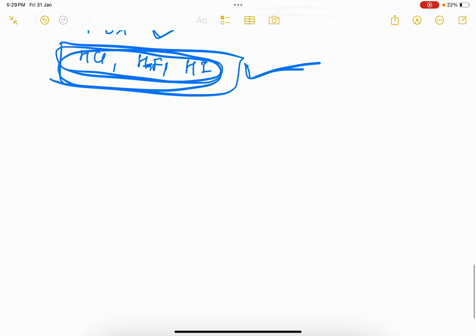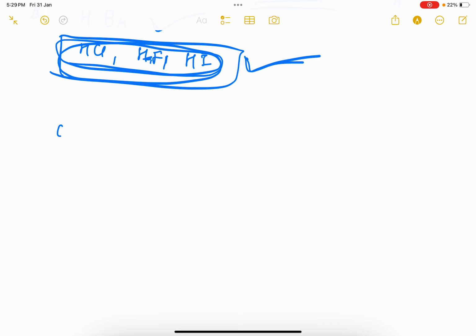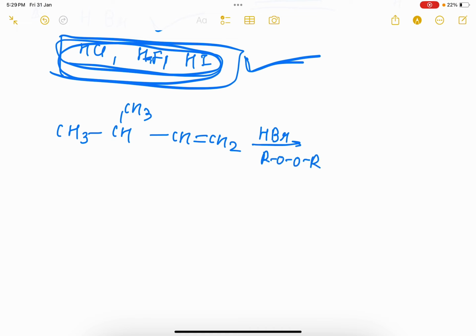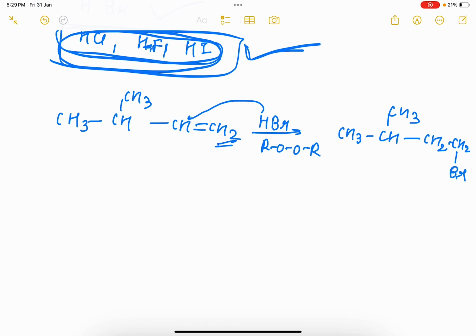Suppose we took another example, that is CH3 CH CH3 CH double bond CH2. Since this is a free radical mechanism, there is no rearrangement. We can add HBr in the presence of peroxide RO. The product is CH3 CH CH3, and hydrogen goes to that carbon which contains less number of hydrogen according to anti-Markovnikov, and bromine goes to that carbon which contains more number of hydrogen. So this is our final product without any rearrangement.